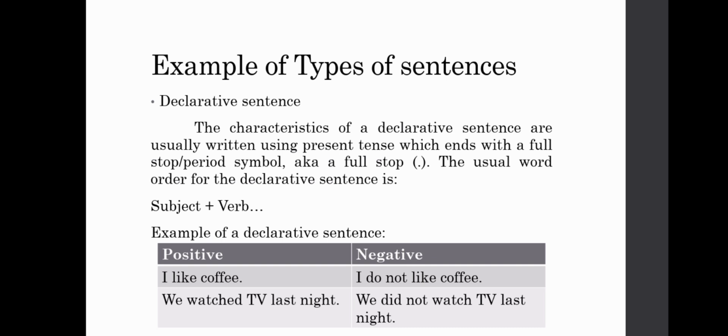Examples of types of sentences. Number 1, declarative sentence. The characteristics of a declarative sentence are that it is usually written using present tense, which ends with a full stop or period symbol. The usual word order for the declarative sentence is subject plus verb. As you can see, the example of a declarative sentence.